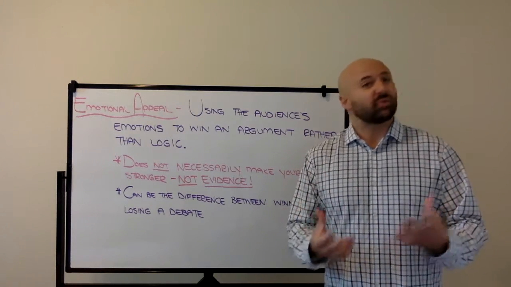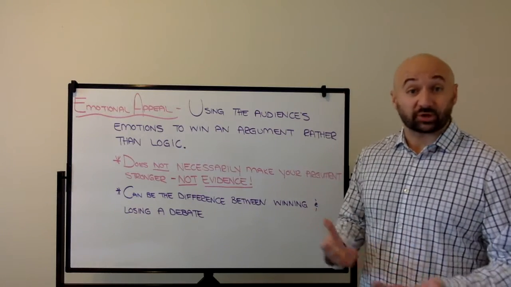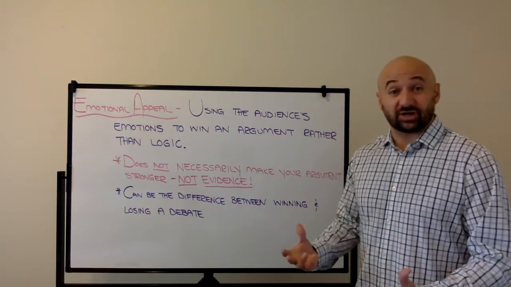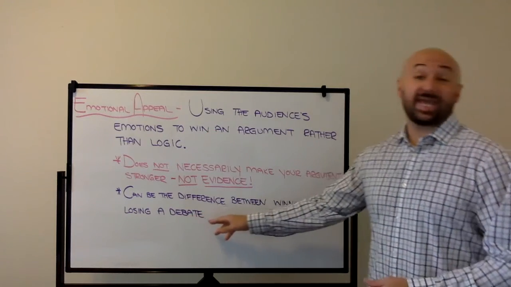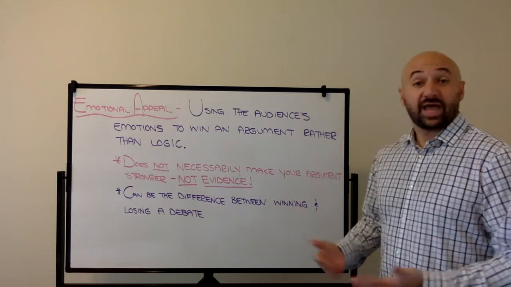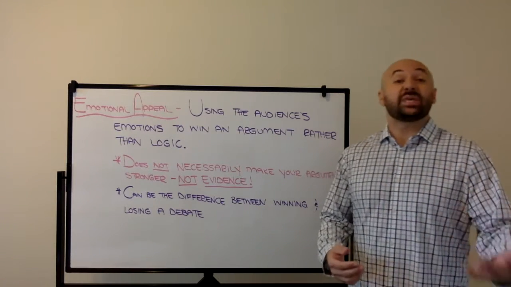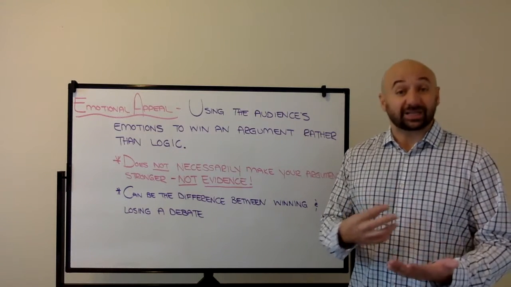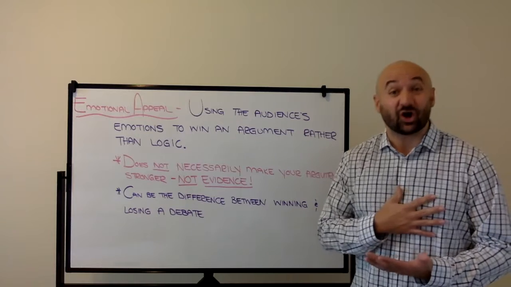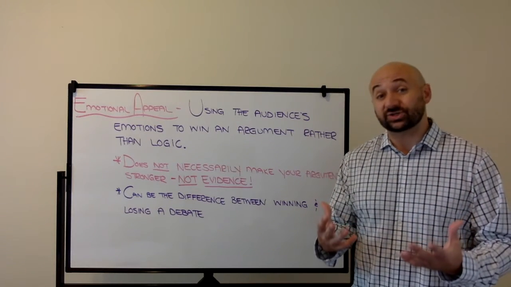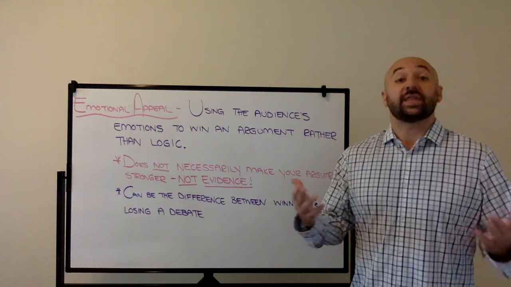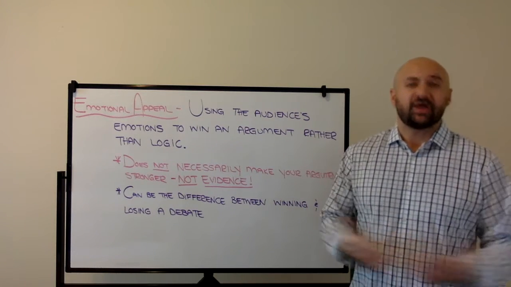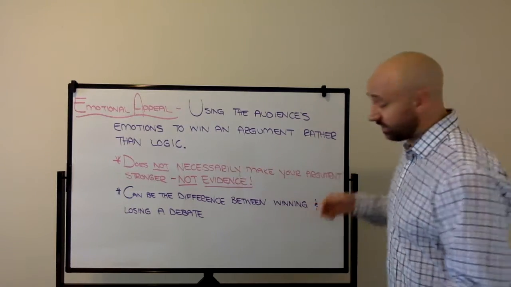We use this when we don't really have evidence to support our argument, thereby making an emotional appeal not that strong. However, this can be the difference between winning and losing a debate. When you appeal to the judges' or the audience's emotions, that is a direct line right to them and their thought process and their heart. If you can tug on their heartstrings and make them feel a certain way, they certainly might increase their chances of voting in your favor. Now, what does an emotional appeal look like? Let's take a look.